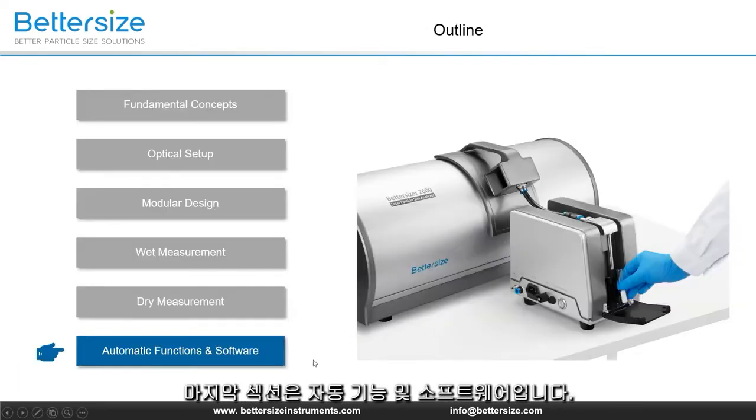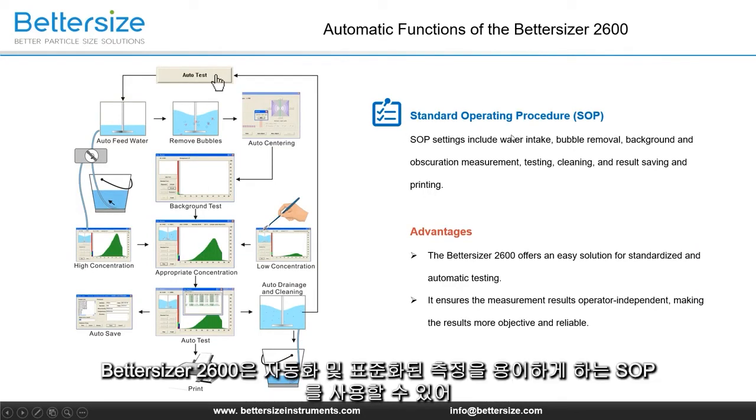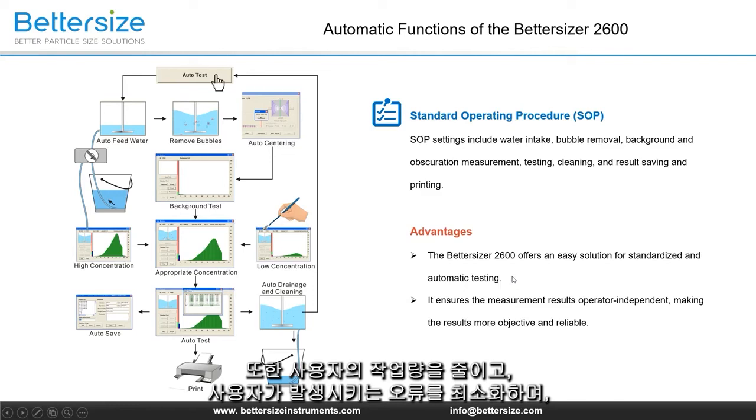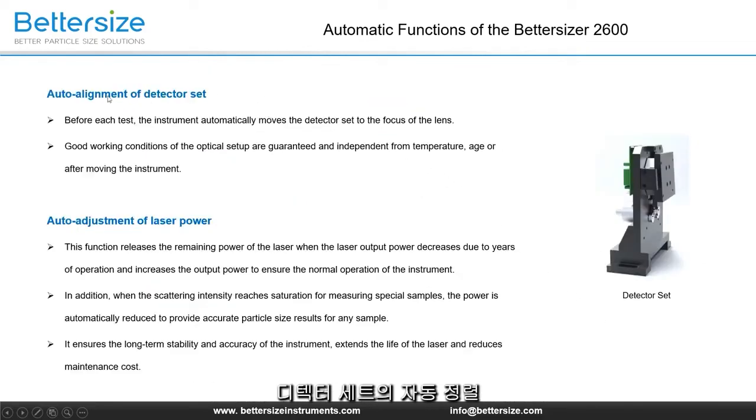The last section is the automatic functions and software. One of the automatic functions is SOP, Standard Operating Procedure. SOP is available in the Bettersizer 2600 to facilitate automated and standardized measurements, achieving operation with only one click in the software. Moreover, it reduces operators' workload, minimizes the errors caused by operators, and improves the accuracy and repeatability of measurement results. Auto-alignment of detector set is another feature of the Bettersizer 2600.